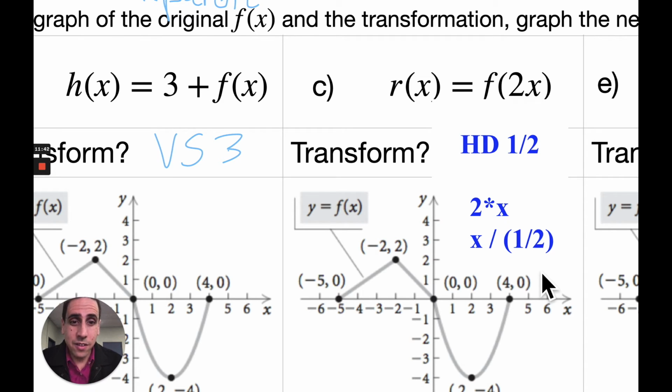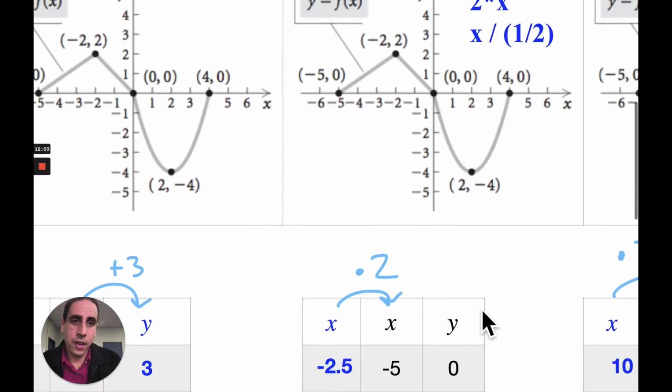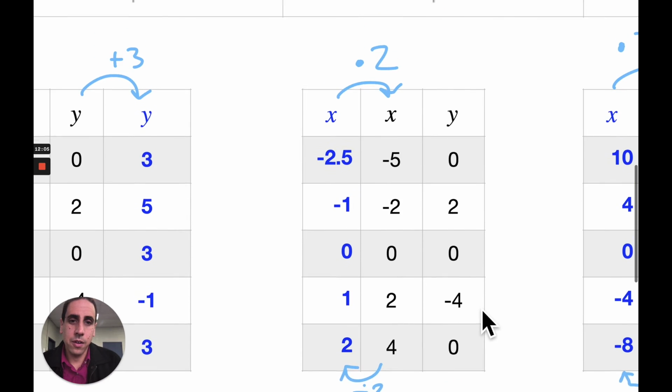The distance between all of these points in the parent and the y-axis, like if this is 4 units away from the y-axis in the parent, then in the transformed version, it's going to be half of that, which is going to be over here at 2. We basically have to cut all of the x values in half. We have to multiply all the x values by 1/2 or divide them by 2.